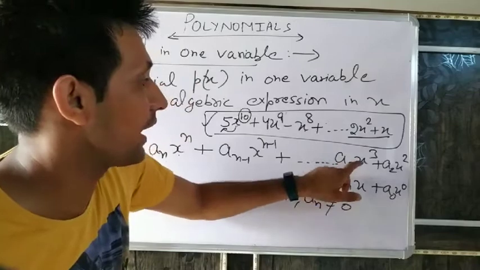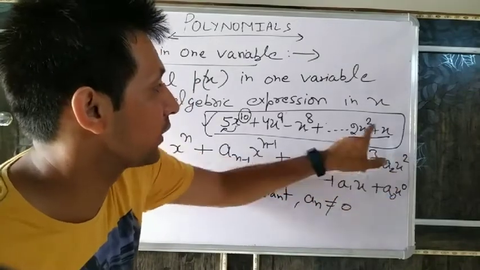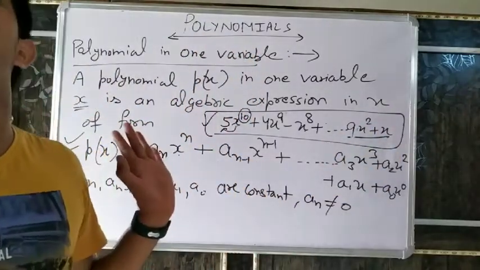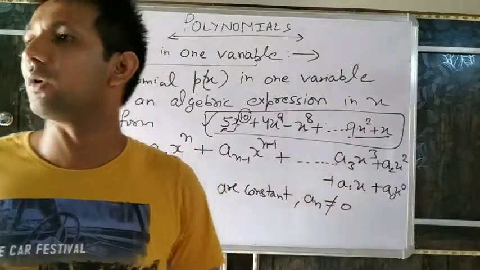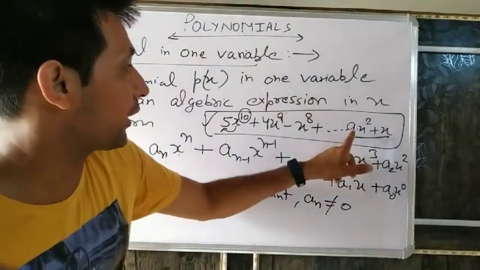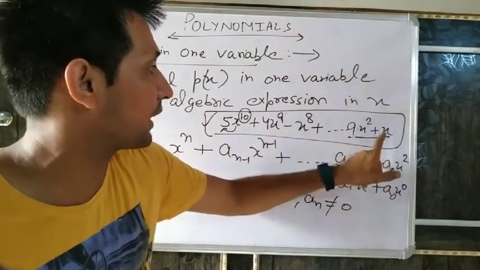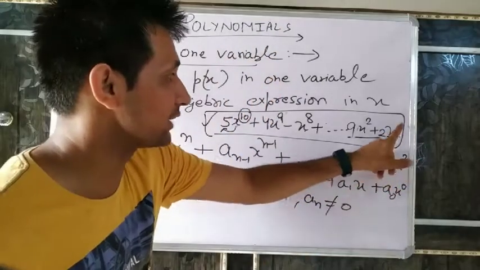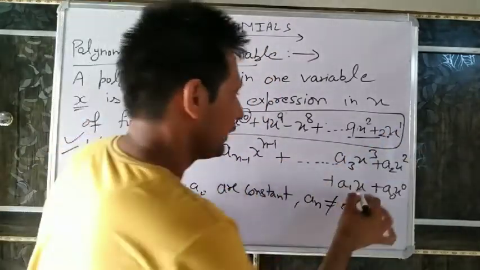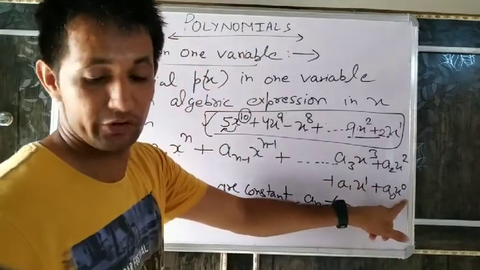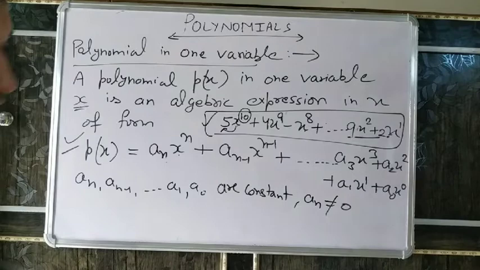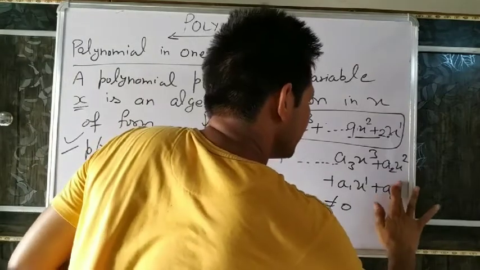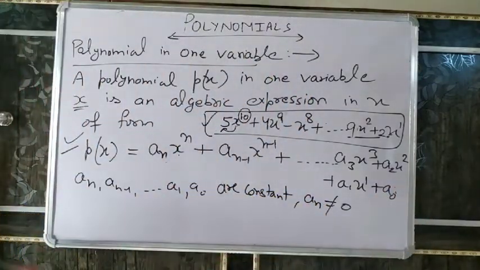So a3 x raised to power 3, then x square. Suppose any constant may be any number, we don't know what number they are, a3, a2, a_n, but they are some numbers. So 9 into x square, so a2 x square. After this you can write x, so 2 x raised to the power 1, here also 1. After this a raised to the power 0 and x raised to the power 0, and we know x raised to the power 0 is 1, so you can write it is 1. Understand?